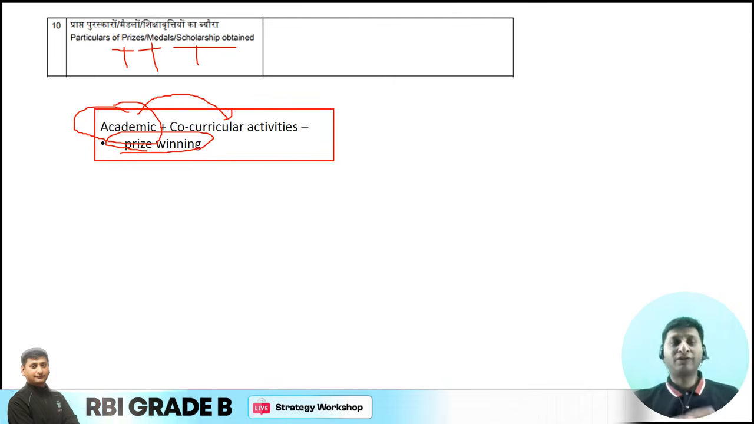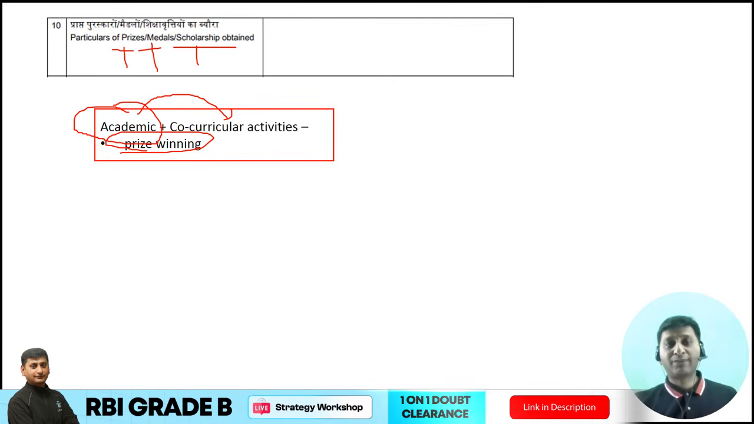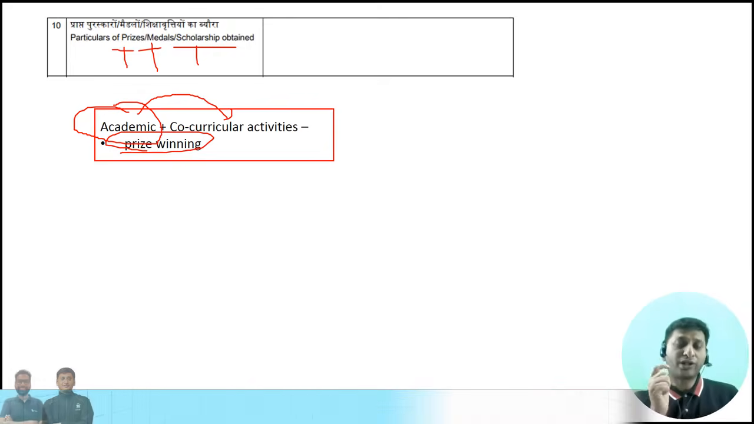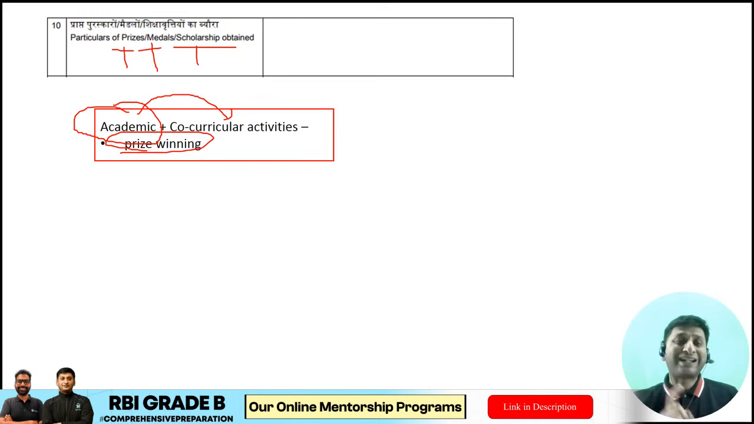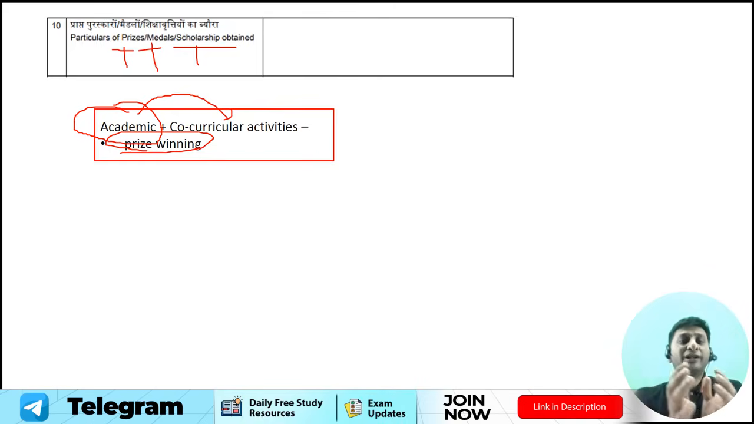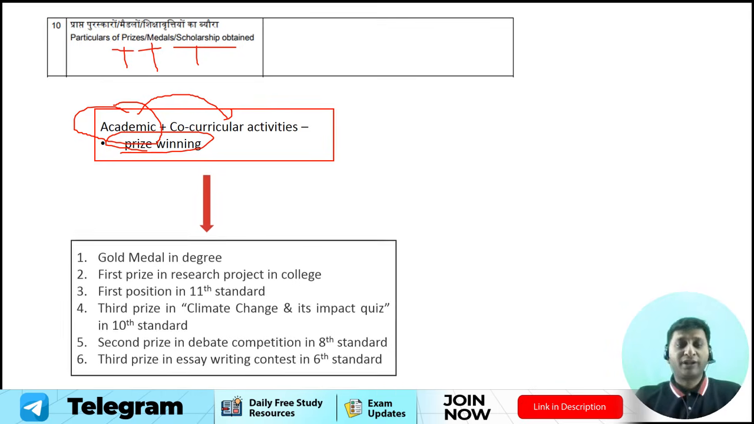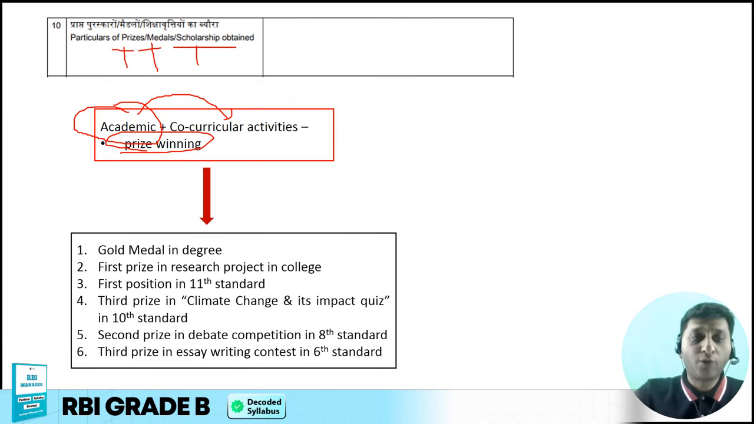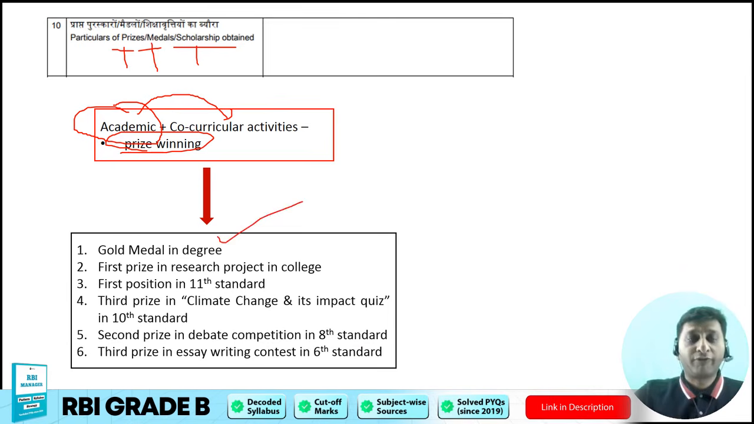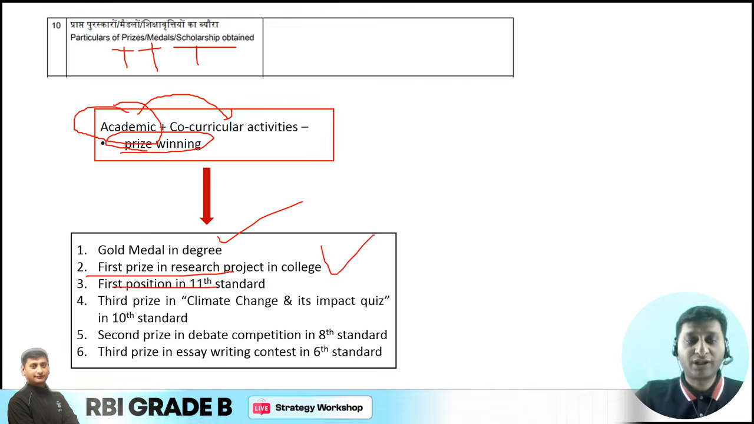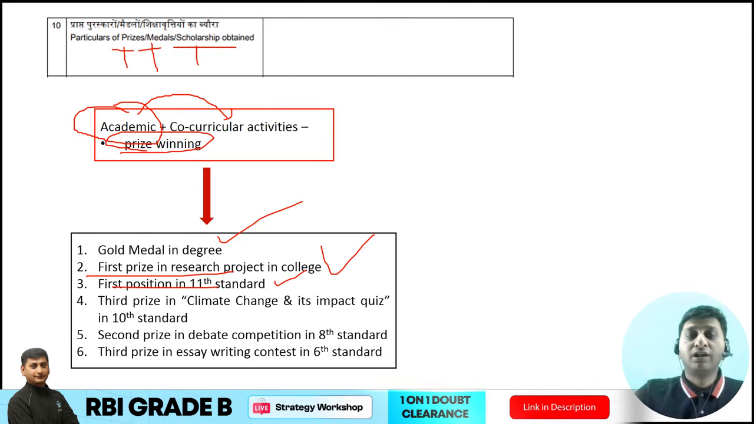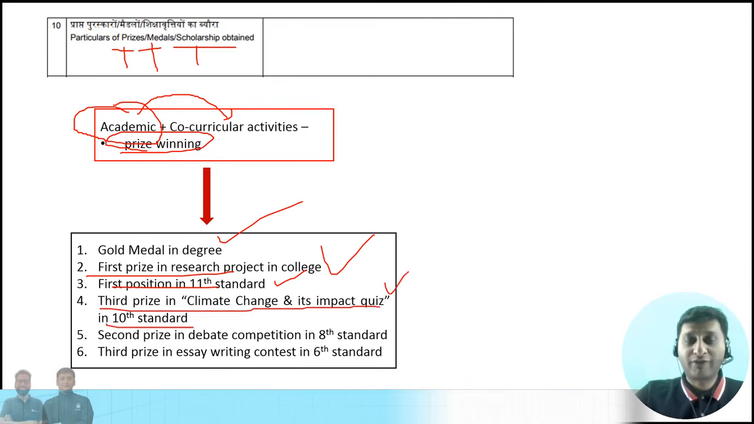Here, concentrate on the academic winning, any prize, medal, or scholarship, or any co-curricular at least, which is showing that you are intellectual. Say you won a debate, right, or an essay writing, which shows that you are intellectual because this is somewhat related to academics also. So here can be some examples. Say you won a gold medal in the degree, you won a first prize for a research project in the college. This is also academic. First position in the 11th standard in your district. Third prize in a climate change and its impact quiz in 10th standard. This is also kind of academic.